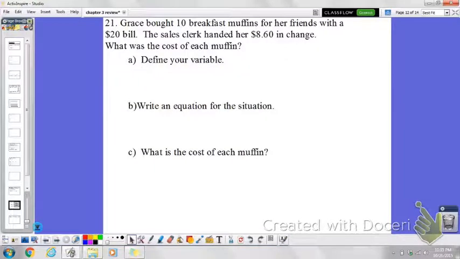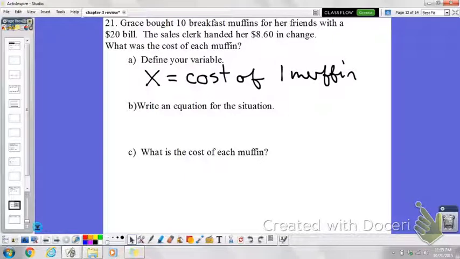For number 21, we know that Grace bought 10 muffins for her friends with a $20 bill. The sales clerk handed her $8.60 in change. What was the cost of each muffin? Well, to define our variable first, we don't know what the cost of the muffin is, so we can make x equal to the cost of one muffin.